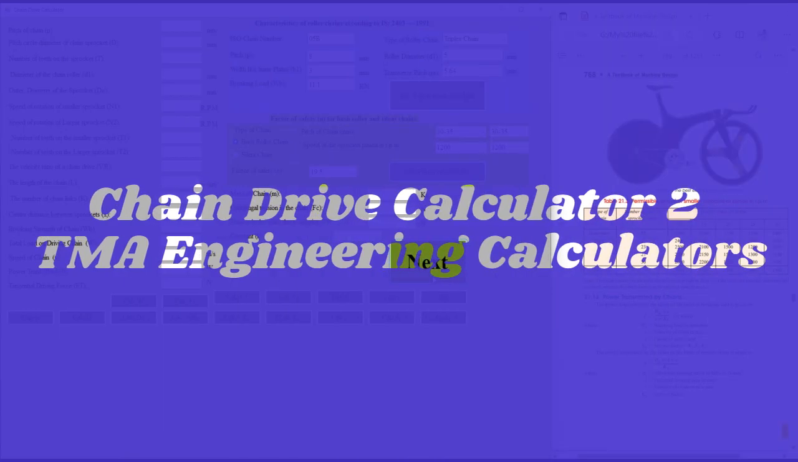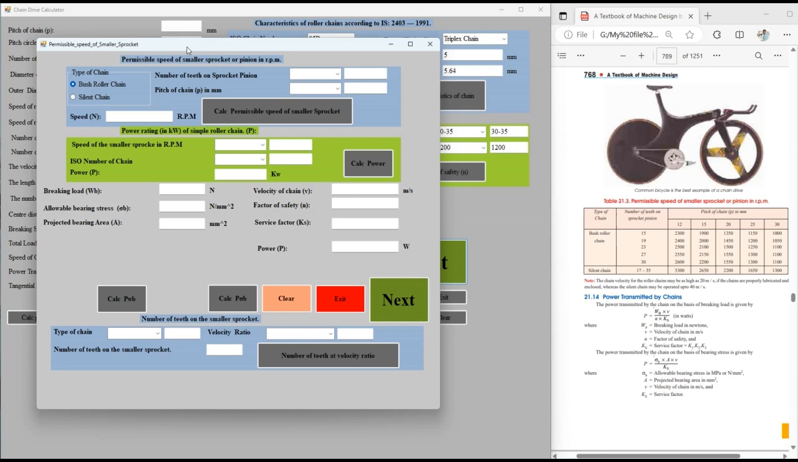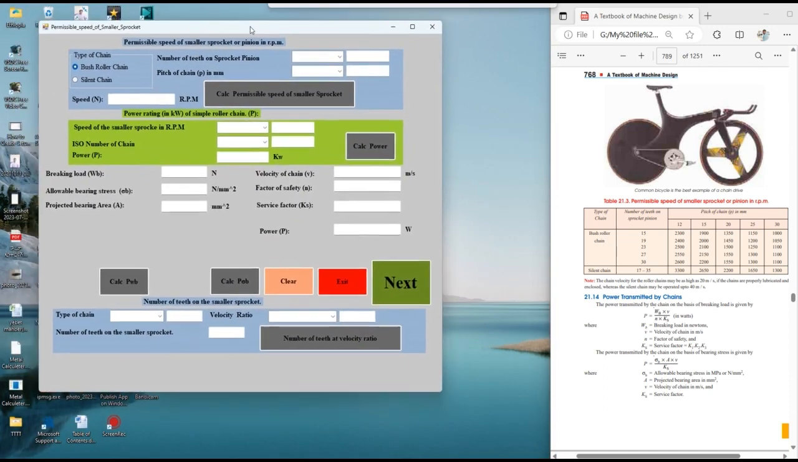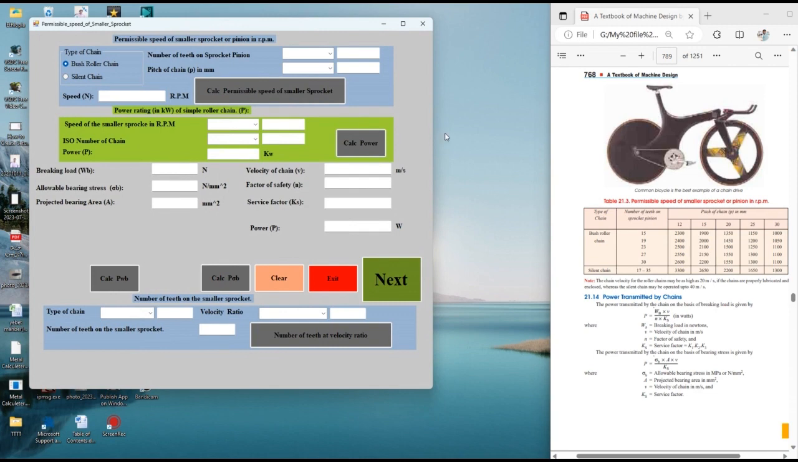Also there are other calculations we have to check, then click the next button. When we click the next button, this calculator section will appear here. Also, depending on the Indian standard, the permissible speed of a small sprocket or pinion in RPM can be categorized in a table. Here there are some parameters.